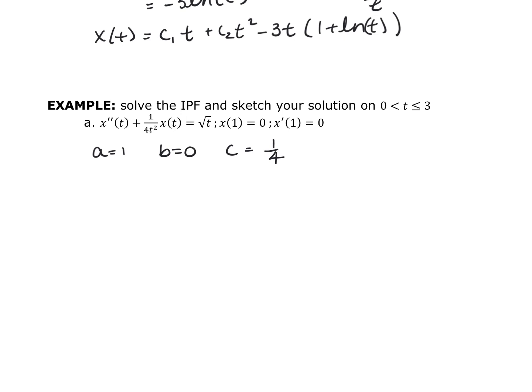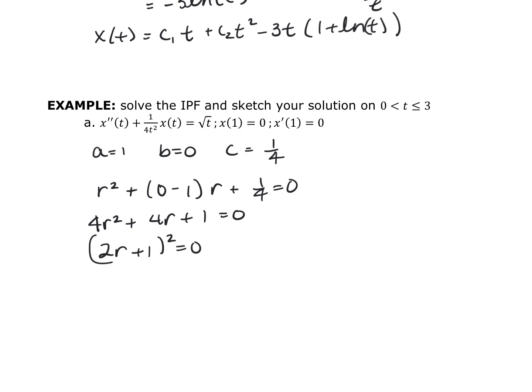So when I find my characteristic polynomial, it will be, just like before, r squared plus 0 minus 1, 0 minus 1 r, and then plus 1/4 is equal to 0. If we multiply everything by 4, we get 4r squared plus 4r plus 1 is equal to 0. So (2r plus 1) squared is equal to 0. So we have a repeating root on this one. And so I have r is equal to negative 1/2.